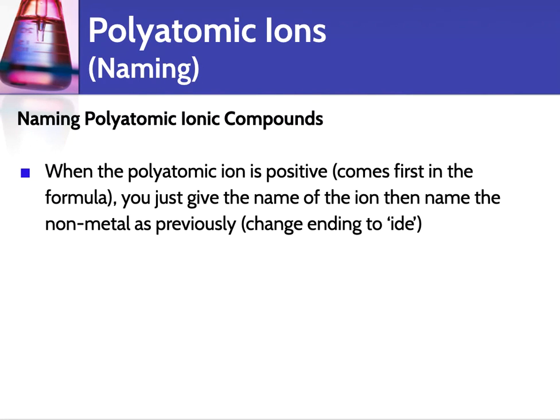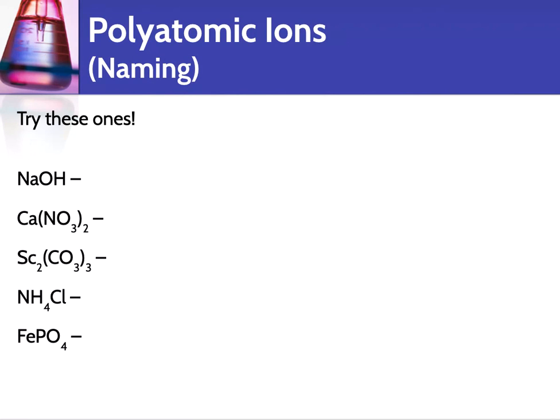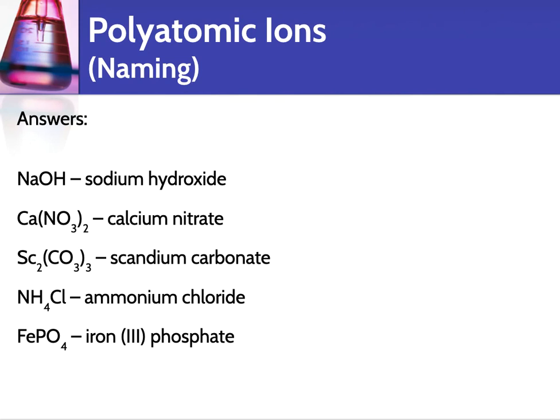So how do we name these things? When the polyatomic ion is positive, so it comes first in the formula, you're just going to name the ion and then name the nonmetal as previously, changing the ending to "ide." When the polyatomic ion is negative, it's going to come second in the formula. So you're going to name the metal first and then name the polyatomic ion. And you don't change the ending. You just use the name of the polyatomic ion. So here's some to give it a shot. And there are the answers.